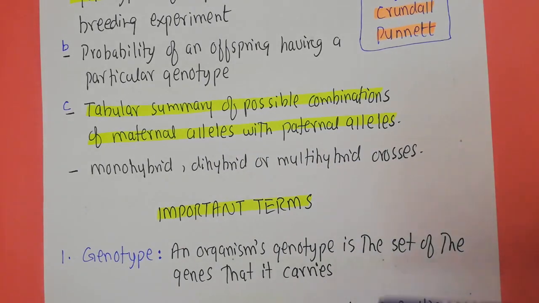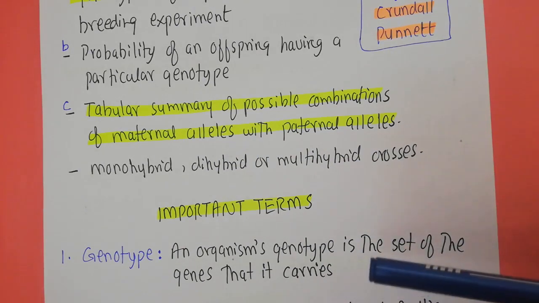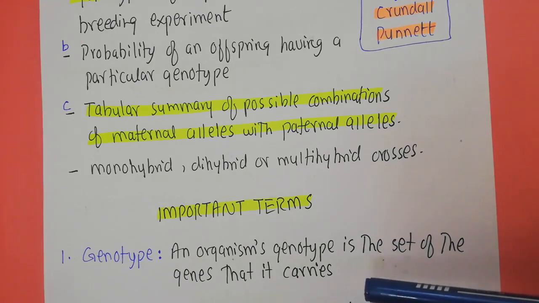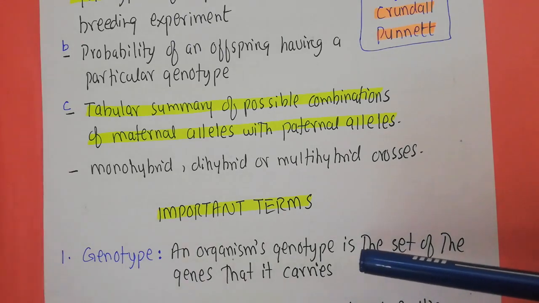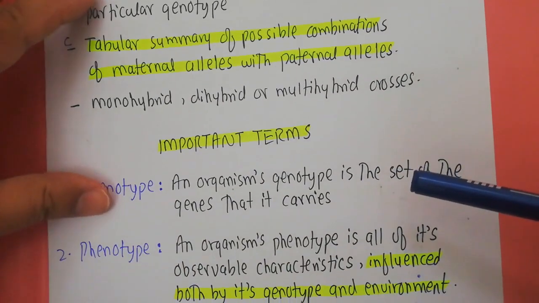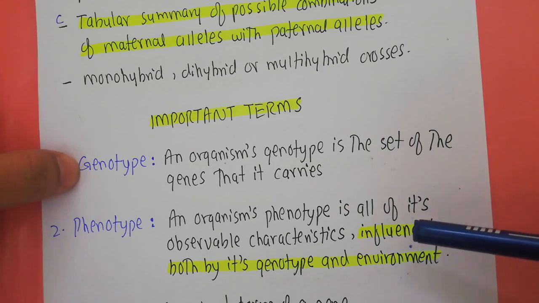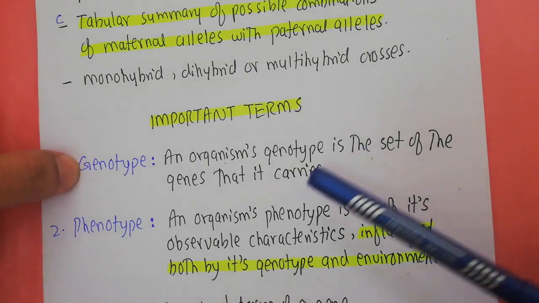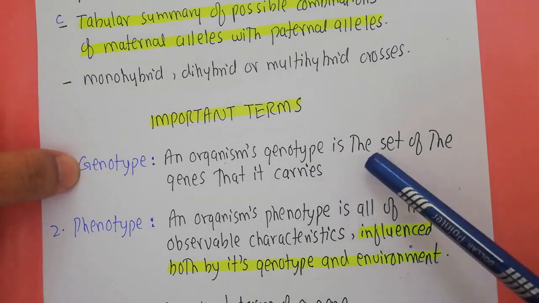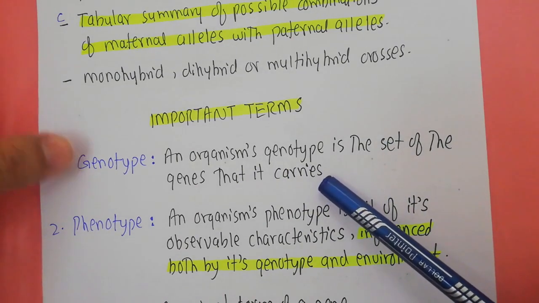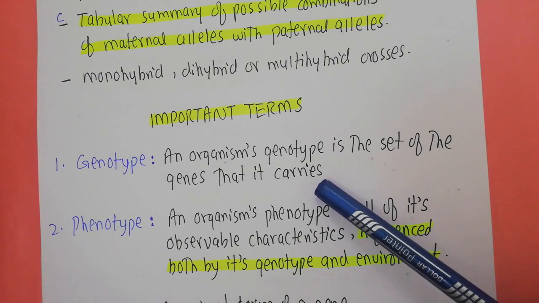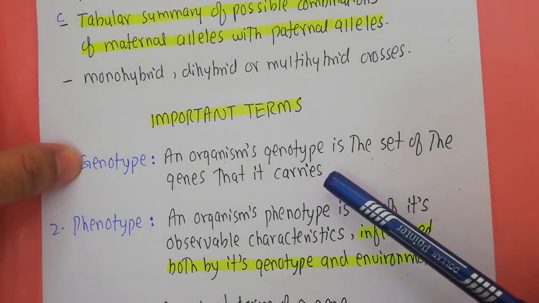Before going into the use of the Punnett Square, you should understand some of the important terms that are used when you predict the genotypes and the phenotypes of the offspring. One of the most important terms regarding the Punnett Square is the genotype. Now, what does genotype mean? An organism's genotype is the set of genes that it carries. That means the set of genes present in a particular organism constitutes its genotype.